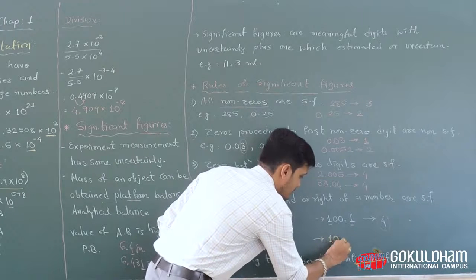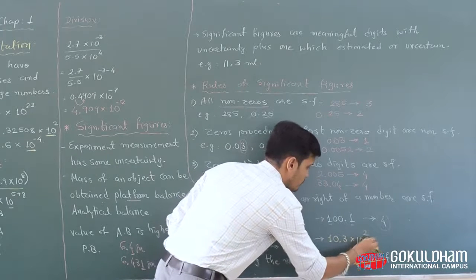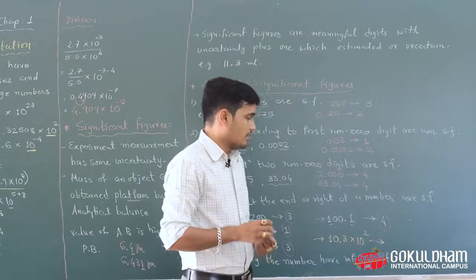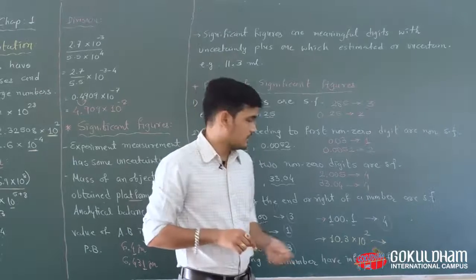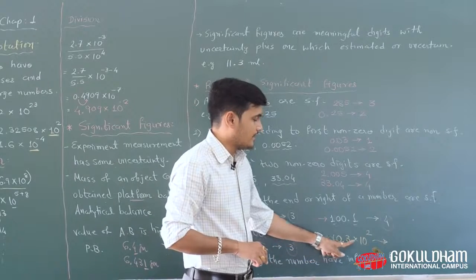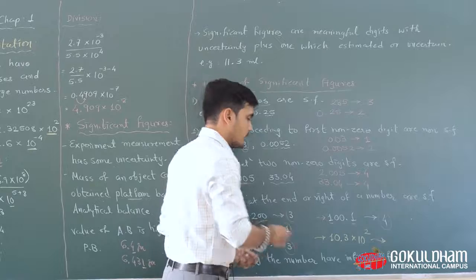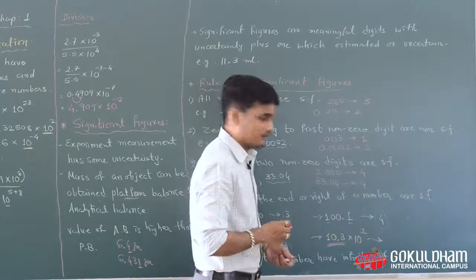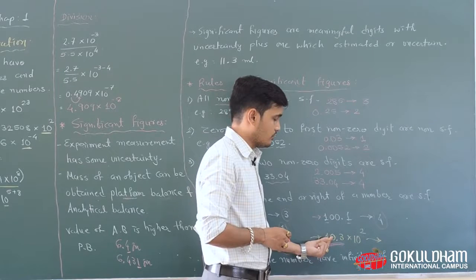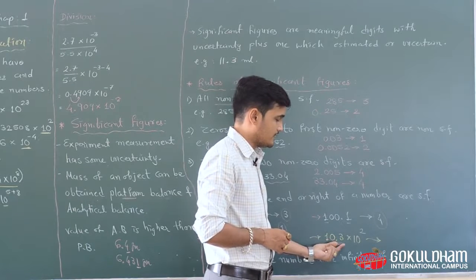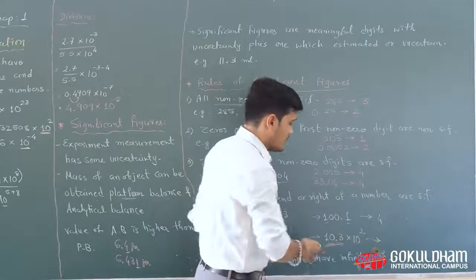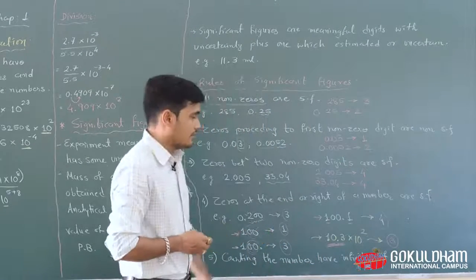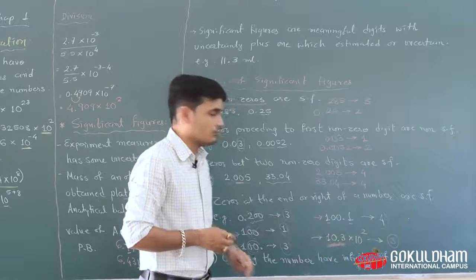Suppose one example: 10.3 into 10 raised to 2. This type of multiplication example, how can we calculate the significant figures? So in this 10.3 into 10 raised to 2, we look at the value for the SF. So 1, 0, and after this decimal point there is a 3. So the total value of this example is taken as 3. Total 3 digits have to be counted.